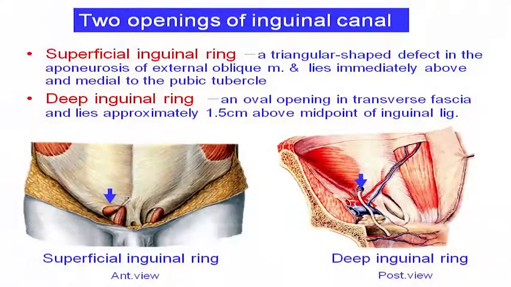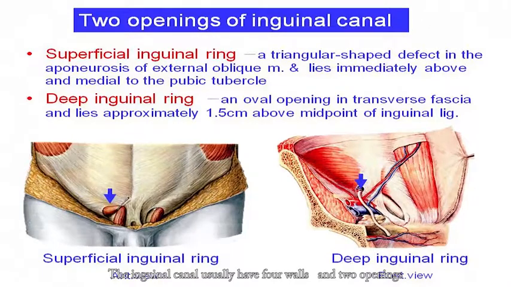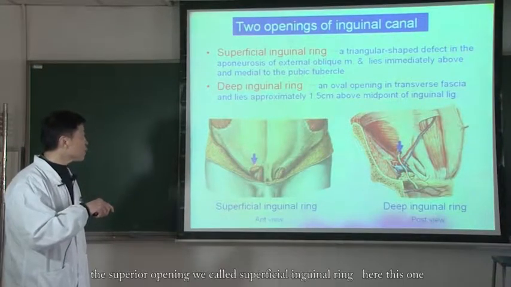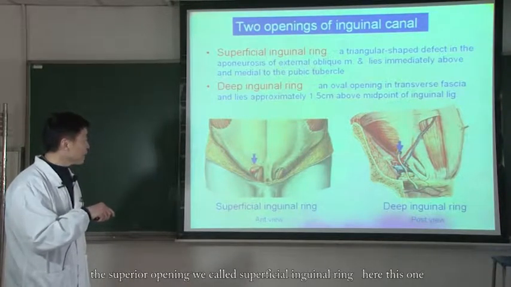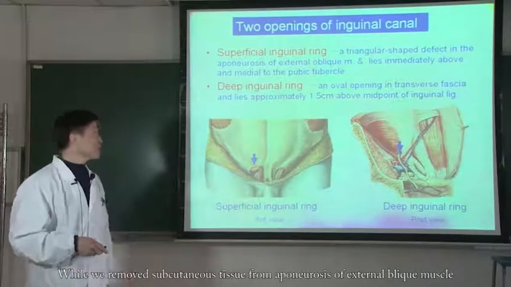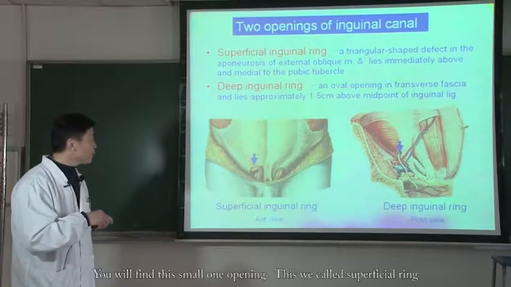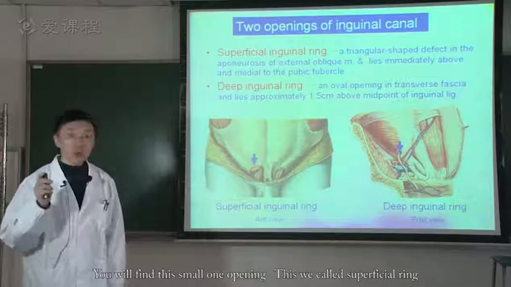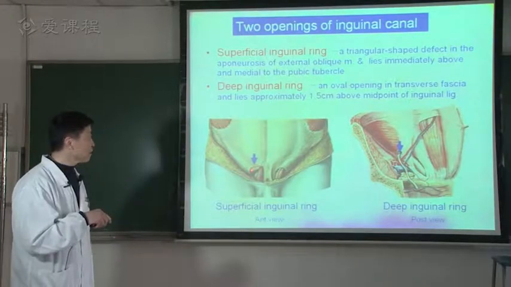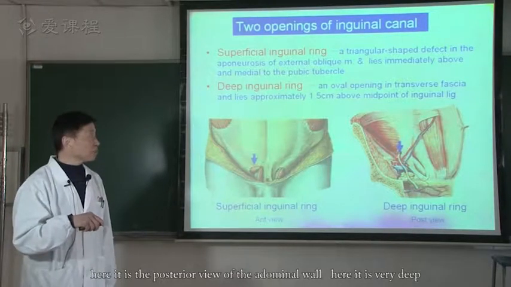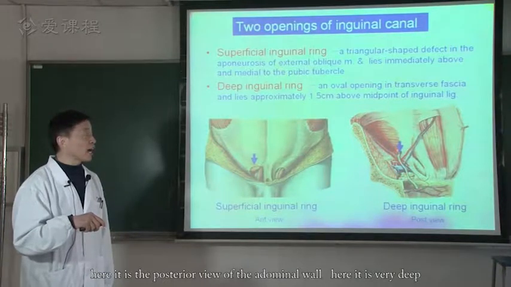The inguinal canal usually has four walls and two openings. The superficial opening we call the superficial inguinal ring. Here, this one. When we remove the subcutaneous tissue from the aponeurosis of the external oblique muscle, you will find one opening like this. This we call the superficial ring. But the deep inguinal ring is seen here in a posterior view of the abdominal wall. Here is very deep.